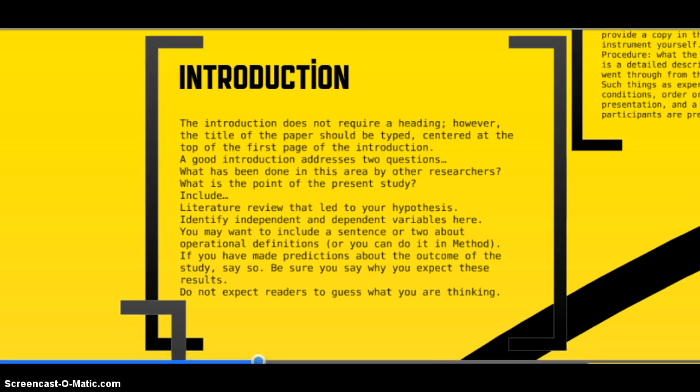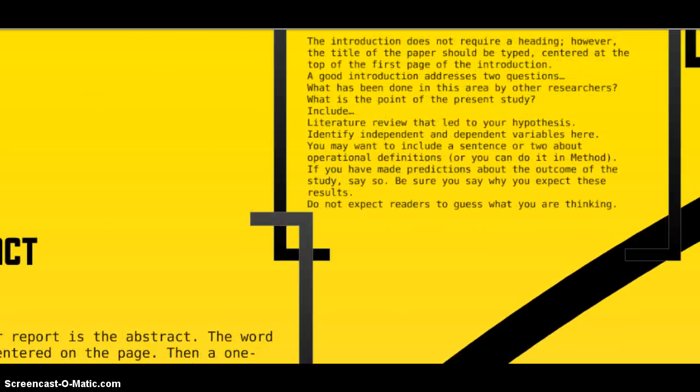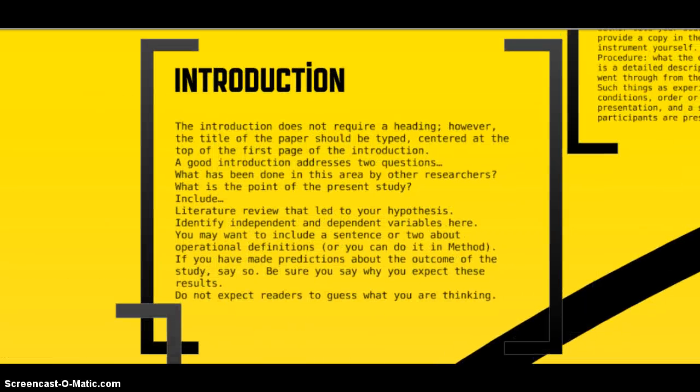And just about the formatting, the abstract goes on its own page. The word abstract is centered at the top of the page, and then the actual paragraph is not indented. Then you start on a new page for the introduction. For the introduction, you have the title of your paper centered, not bold, and then your introduction is going to be a literature review leading up to your hypothesis.